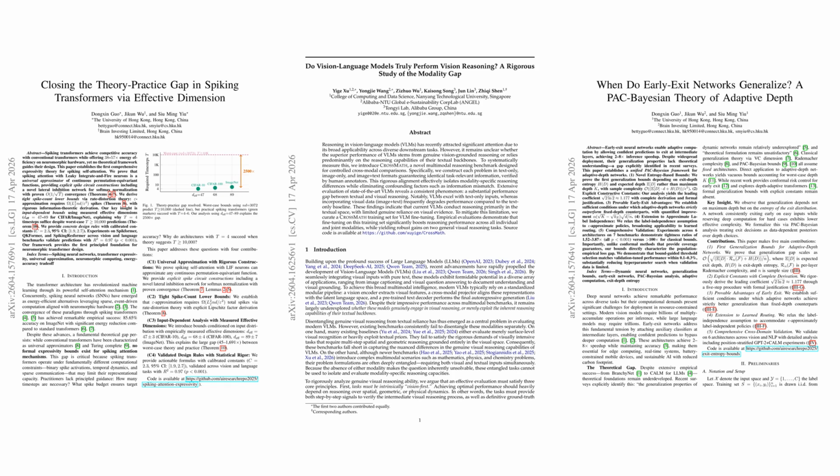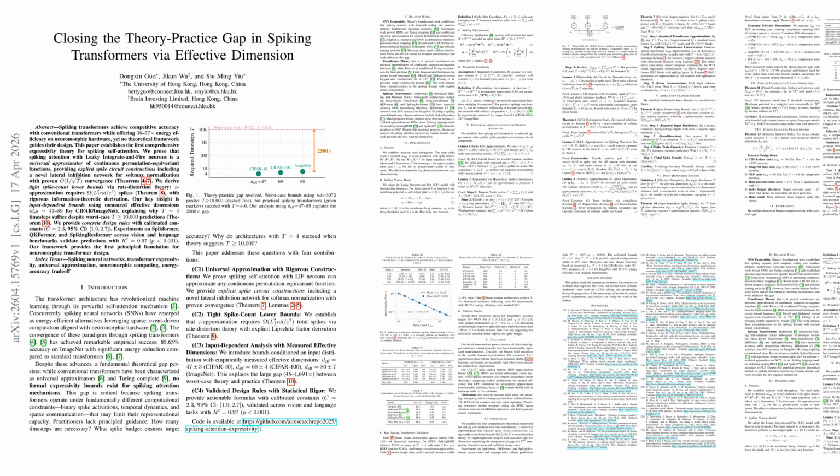From effective dimension and spike counts to modality gaps and PAC-Bayesian guarantees, these papers reveal both the hidden limits and the surprising strengths of modern neural systems. Let's explore the first paper, Closing the Theory-Practice Gap in Spiking Transformers via Effective Dimension.